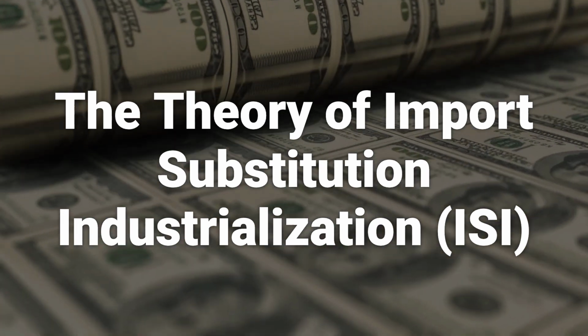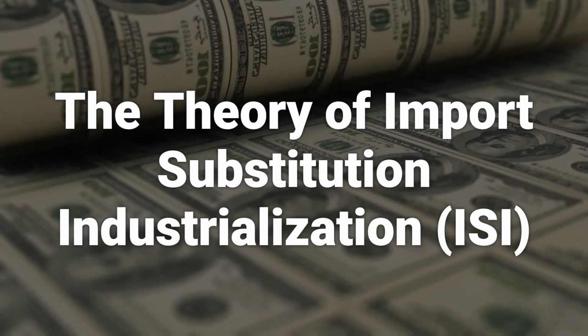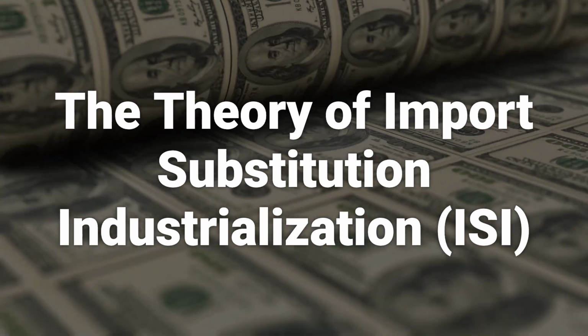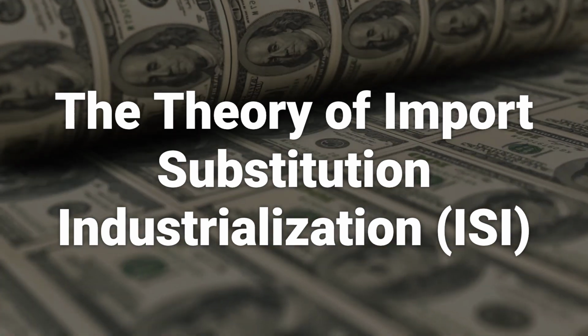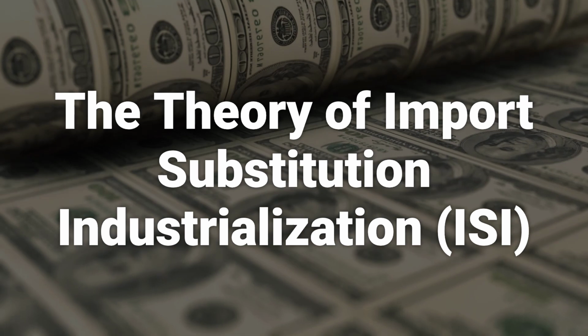ISI theory is based on a group of developmental policies, including the infant industry argument, the Singer-Prebisch thesis, and Keynesian economics. A critical feature is the dependent relationship that emerging countries often have with developed nations.